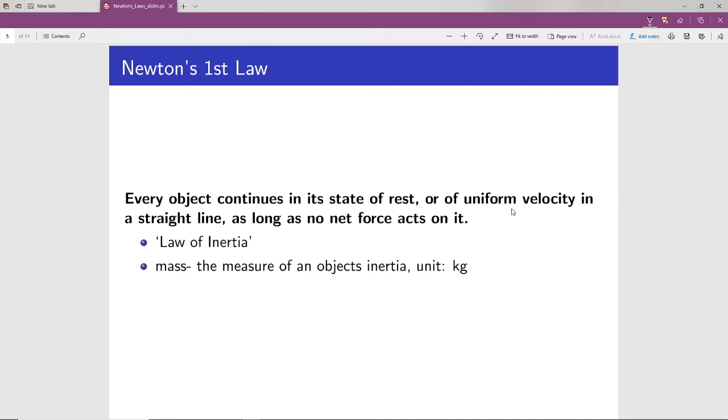So to repeat this definition, basically every object is going to continue what it's doing, be that rest or uniform velocity in a straight line, as long as no net force acts on it. So it can be either at rest or moving in a straight line. Changing direction would mean that you're accelerating, and so that cannot happen unless there is a net force. So that's Newton's first law, the law of inertia.